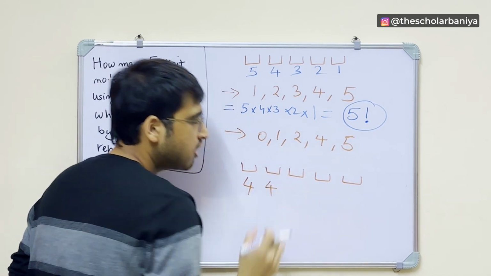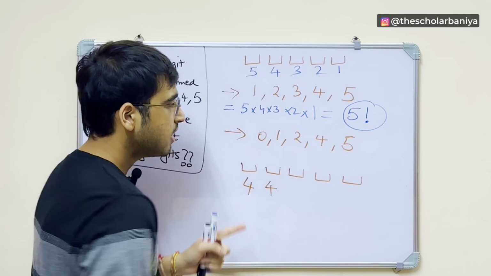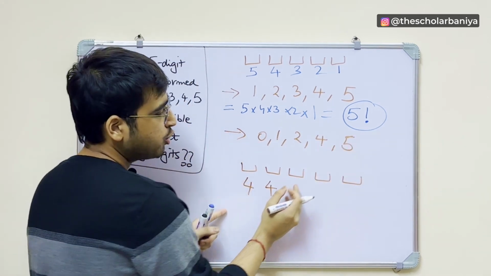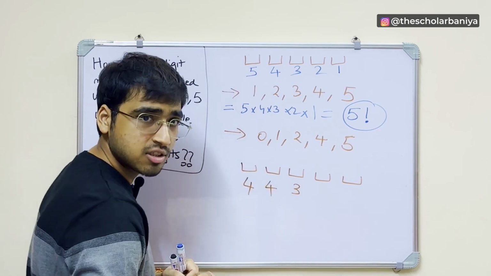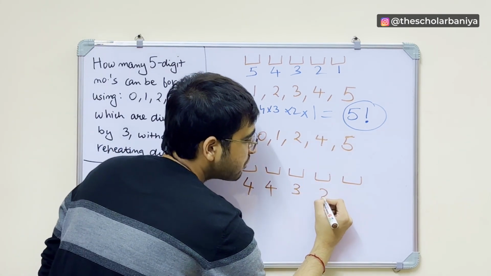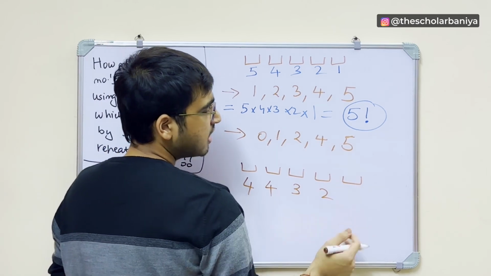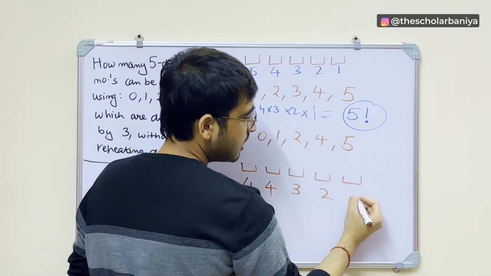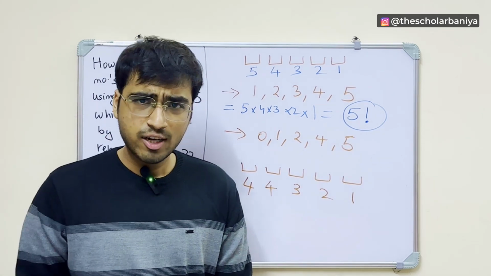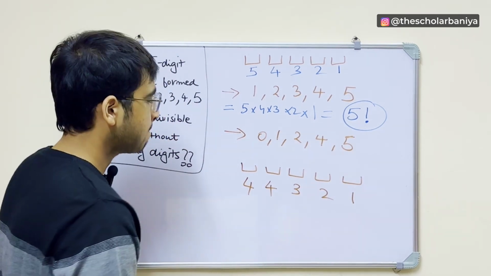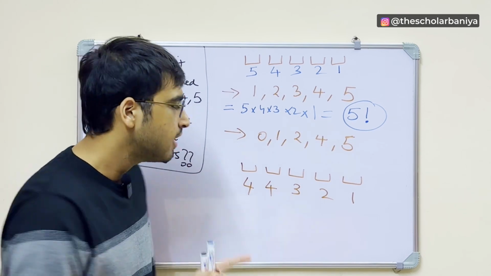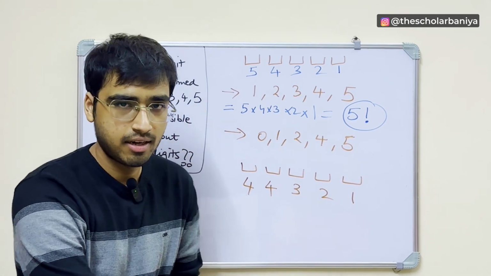Now tell me for the third place, we have how many options? There were total 5 digits. We have already used 2 digits. So now over here, we will have 3 options. For this place, we will have how many options? We will have 2 options. And for the last place, we will only have 1 digit left. So we will only have 1 option. I hope this kind of makes pretty good sense, right? Because the point is that the digits cannot be repeated. That is why this case is there.